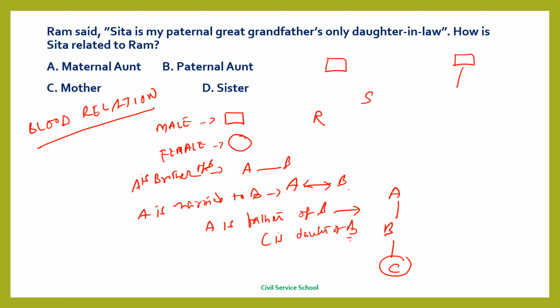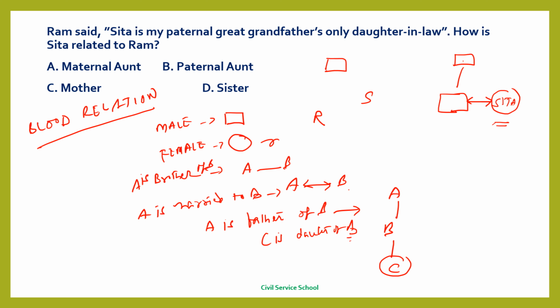Great grandfather's only daughter-in-law. So that great grandfather has a son, and that son is married, and this is his wife. So this is great grandfather's only daughter-in-law. And Sita is my paternal, means from father's side, great grandfather's only daughter-in-law, means only son. So Sita is female. And Ram said Sita is my paternal great grandfather's only daughter-in-law.